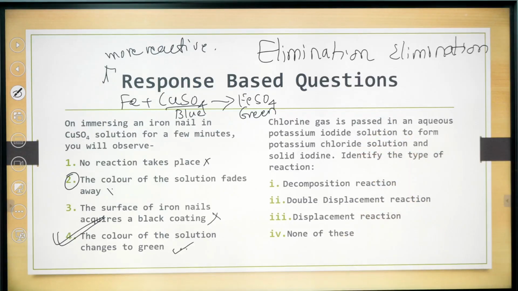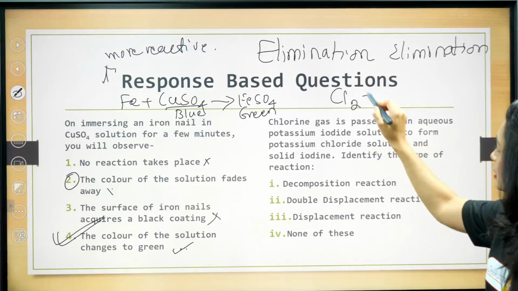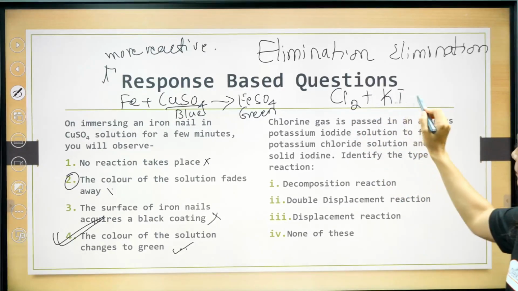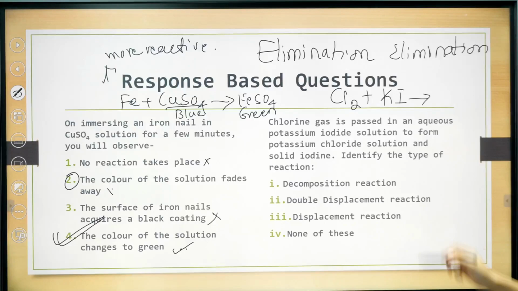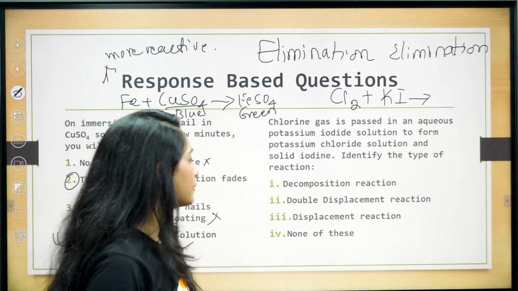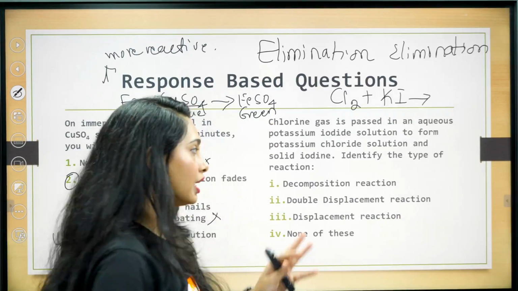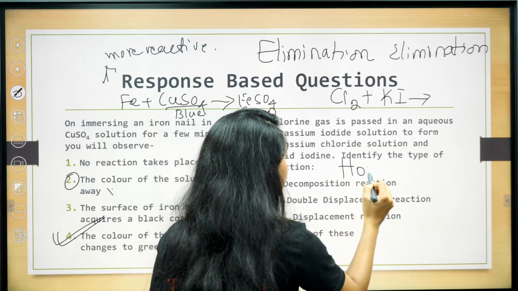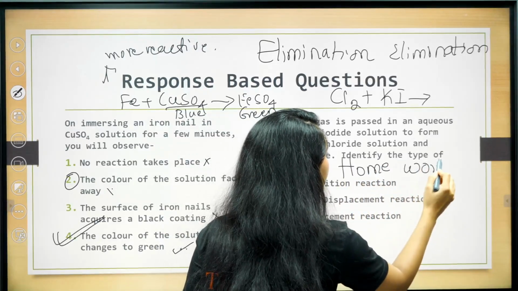Chlorine gas is passed in an aqueous potassium iodide solution to form potassium chloride solution and solid iodine. Identify the reaction. So chlorine gas is passed through potassium iodide, KI. Okay, so what is happening here? Solid iodine is formed. Identify the type of reaction. Decomposition reaction, double displacement reaction, none of these. This is your homework question. So what is going to happen?